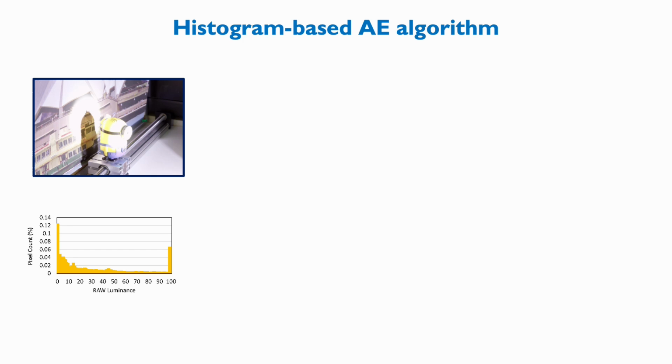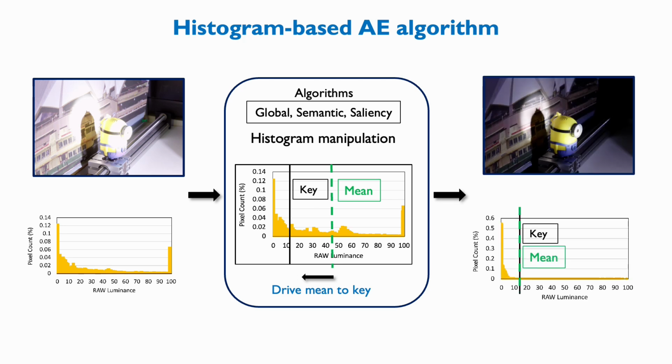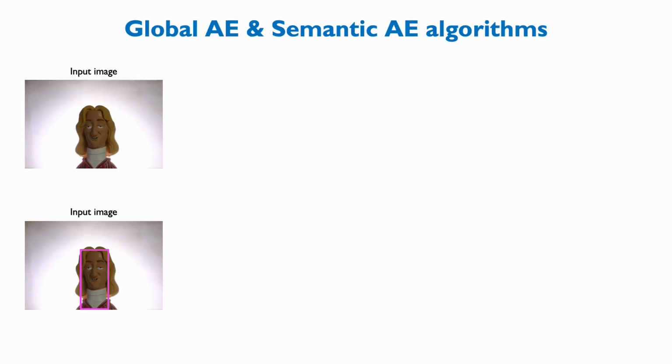Most autoexposure algorithms are histogram-based. In our evaluation, the global, semantic, and saliency methods are histogram-based. Histogram-based autoexposure starts with an initial image histogram being manipulated by an algorithm. Then the mean of this manipulated histogram is driven to a set key value by modifying exposure. This key value is a calibrated raw value which maps to images at half brightness in the final post-process color space.